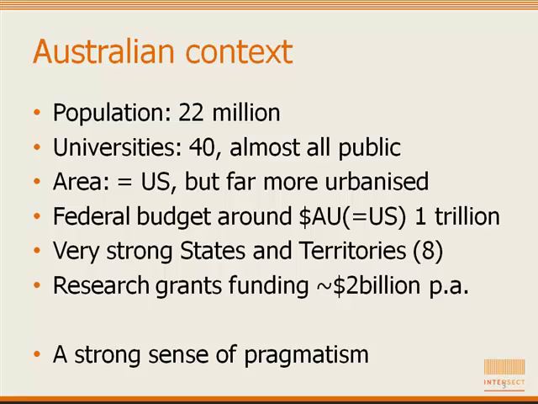We have roughly, just in the core competitive research grants programs, roughly $2 billion a year gets given to researchers. That's not the entire research and development budget in Australia. That's probably quite a bit larger than that. But just in the core, what is given to the university research community to do their research on a yearly basis.